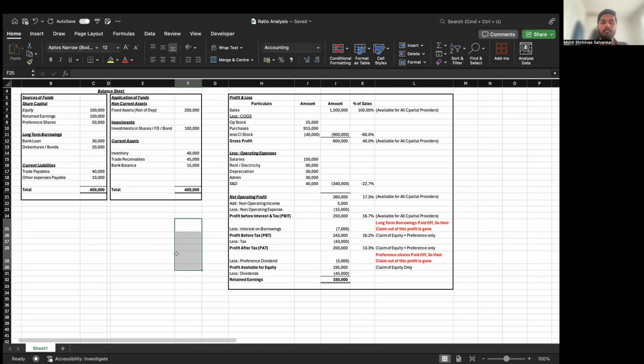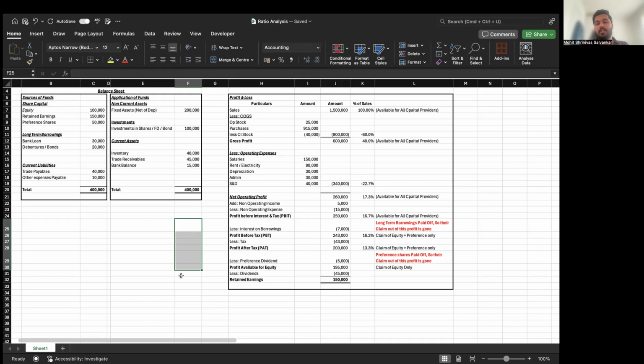So based on this, the formula can be derived, right? This is the formula. We took average payables divided by credit purchases into 365. Similarly for accounts receivable, the receivable days as well.